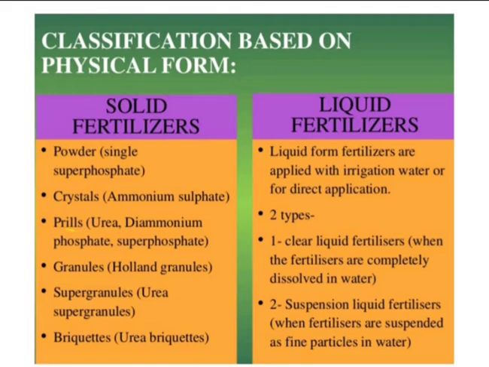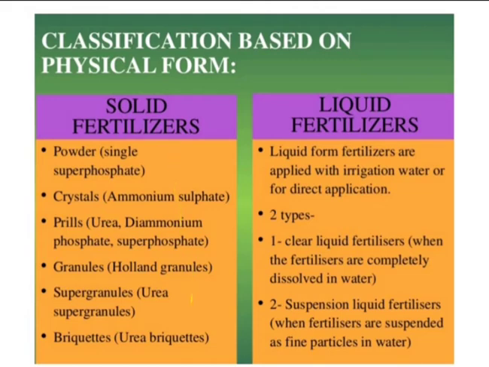Then the granular form is Holland granules. Then super granules, that is urea super granules, and the briquette form, that is urea briquettes. So the main examples are: crystalline form is ammonium sulfate, pril form is urea, diammonium phosphate and superphosphate, granular form is Holland granule, super granular form is urea, and briquette form is urea briquette. So these are the solid fertilizers.